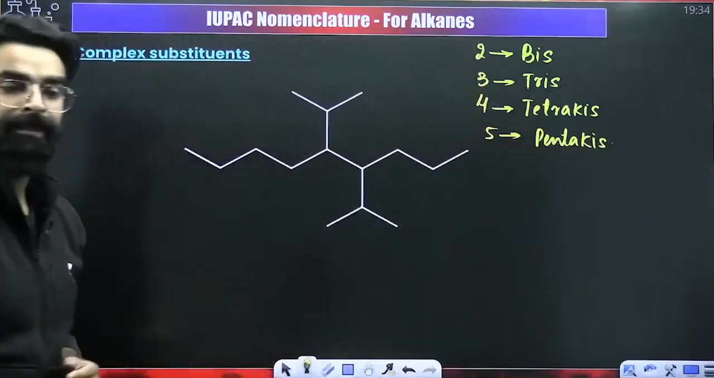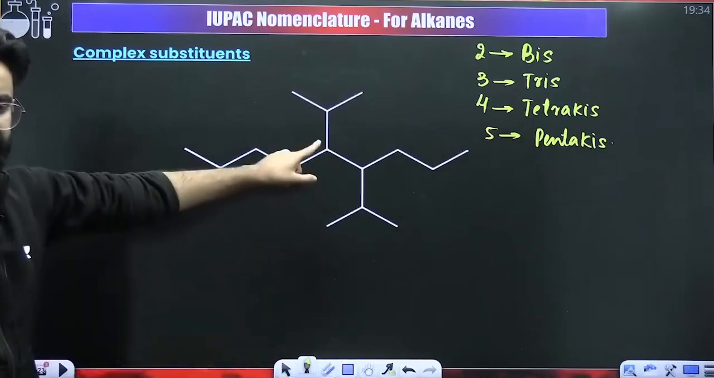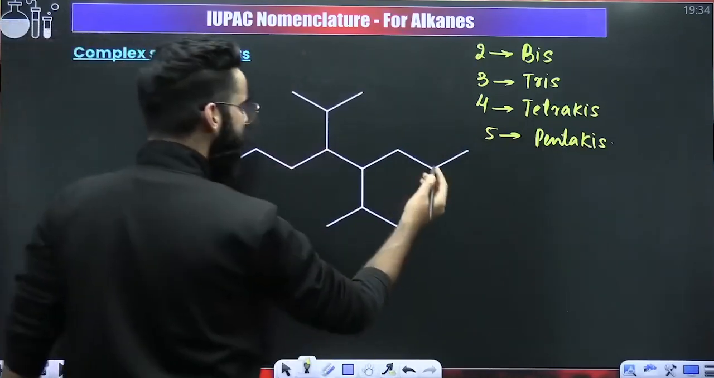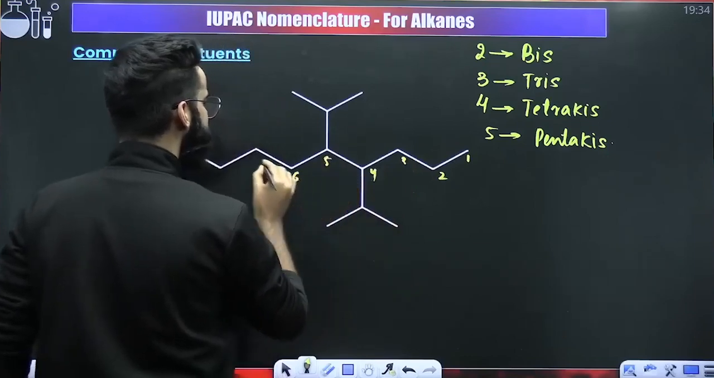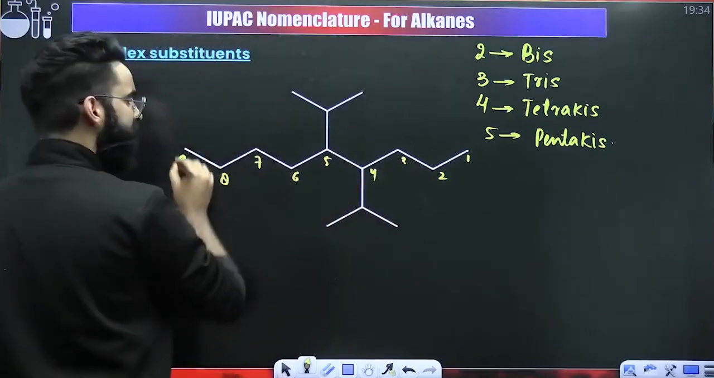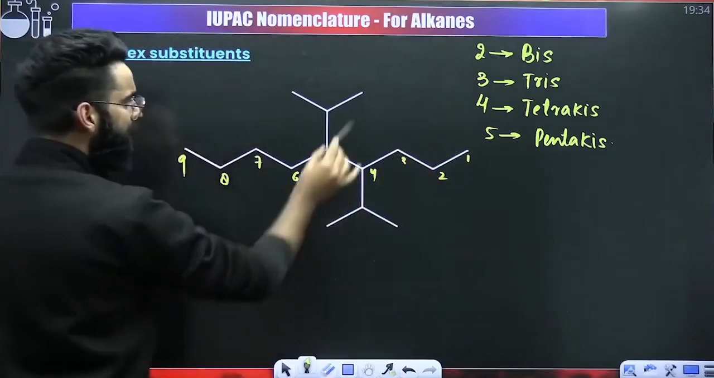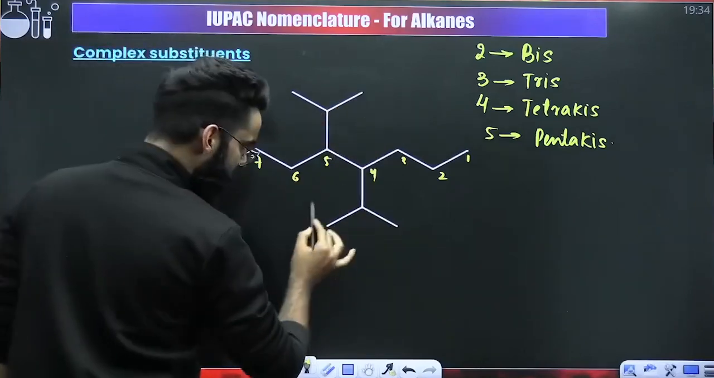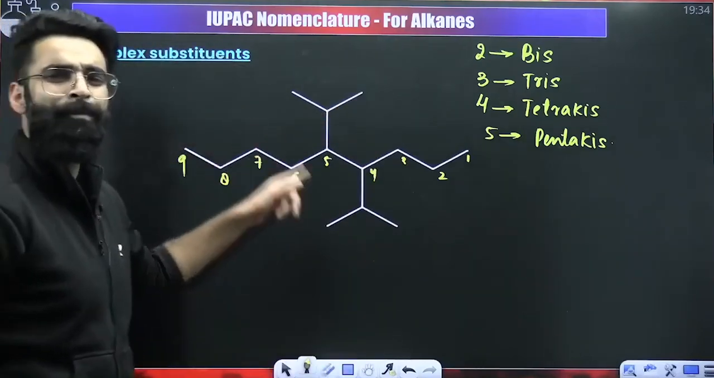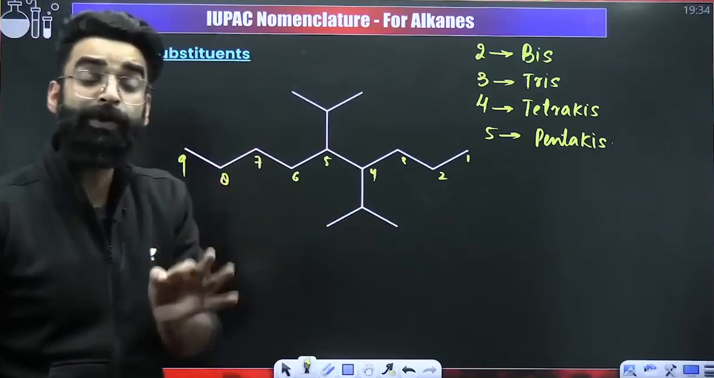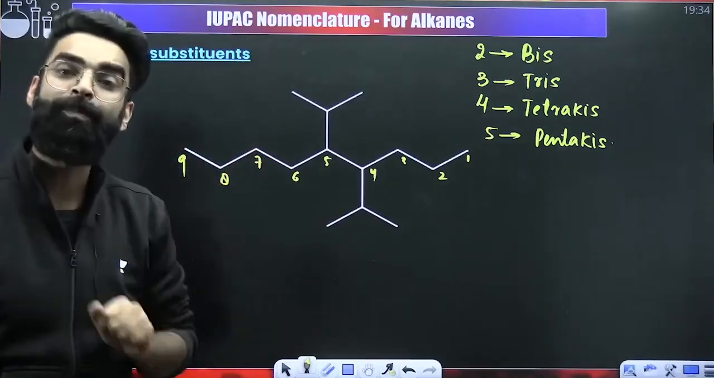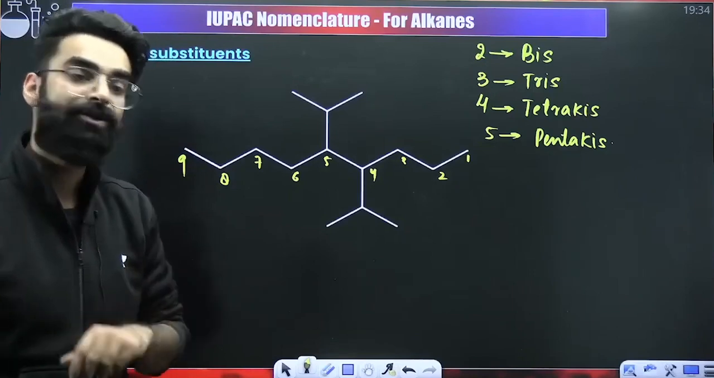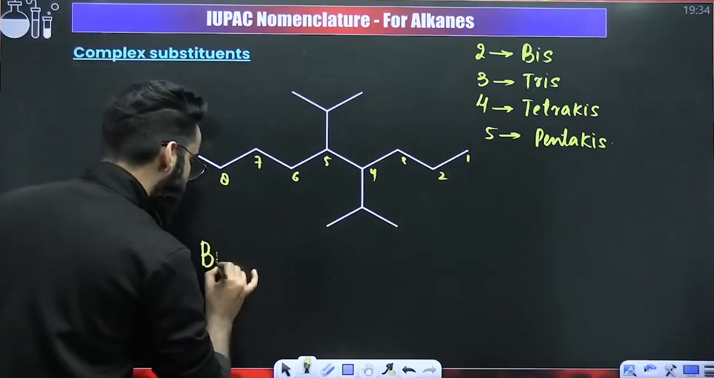Now, try to understand how exactly am I going to name this particular compound. Calling this, for example, carbon number 1, this is 2, 3, 4, 5, 6, 7, 8, and 9. In the main chain, 9 carbon atoms. Here you have got a complex substituent. Are the complex substituents identical? Absolutely, they are identical. How many identical complex substituents do we have? 2. So I'll be using the term bis.